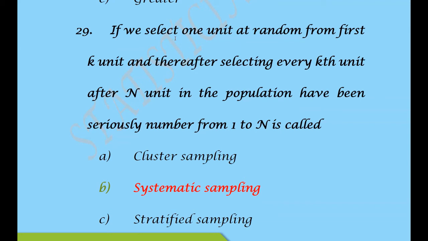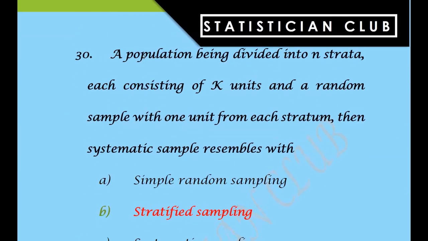If we select one unit at random from the first k units and thereafter select every kth unit, after the capital N units in the population have been serially numbered from 1 to capital N, this is called systematic sampling. A population being divided into n strata, each consisting of k units, and a random sample of 1 unit from each stratum, then systematic sampling resembles stratified sampling.